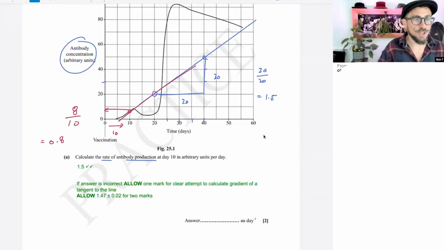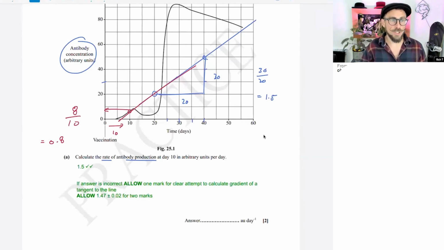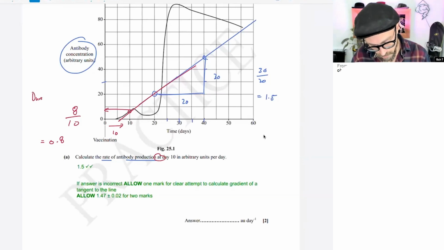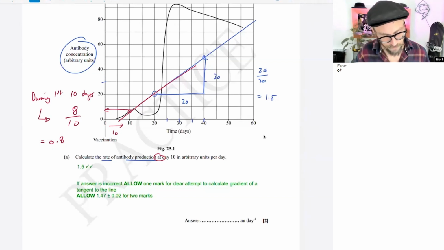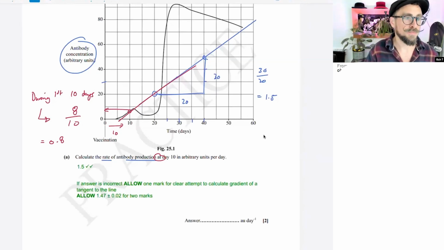It wasn't immediately obvious to me just glancing at that question which one I should use. But by doing the question, I basically figured it out. So it's really important that we pay attention to the very specifics of the question there, because you will get a different answer if you do it differently. If I put during the first 10 days, we get this answer. At 10 days, we get the other answer.